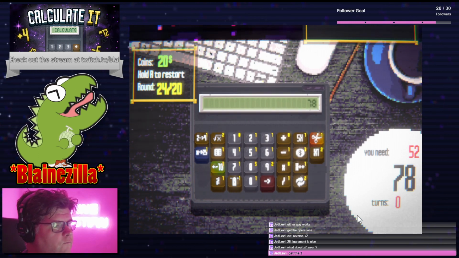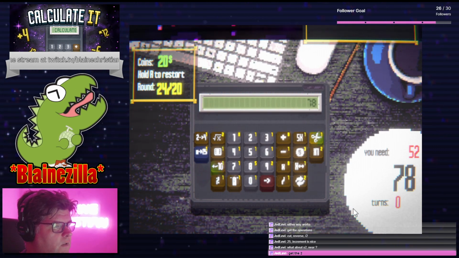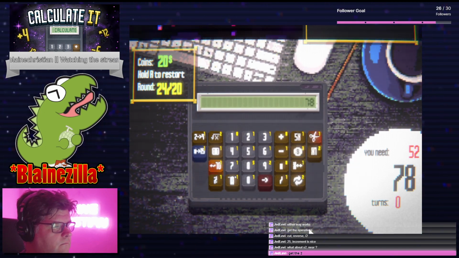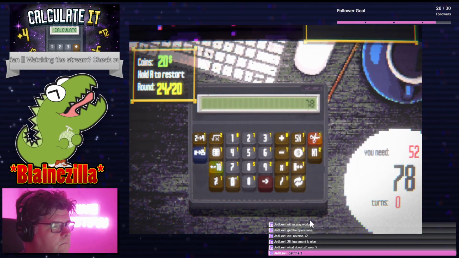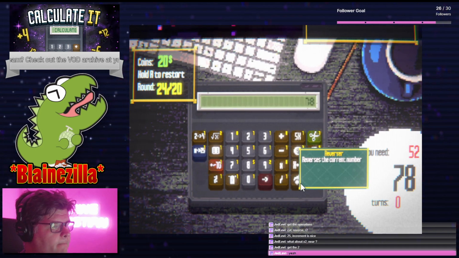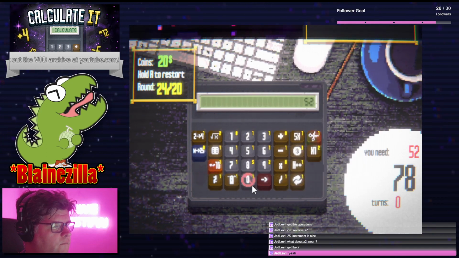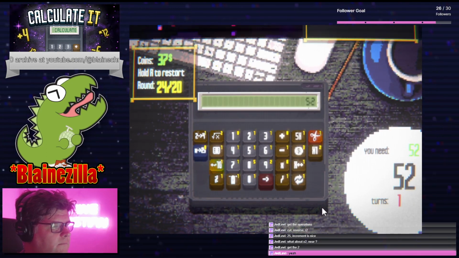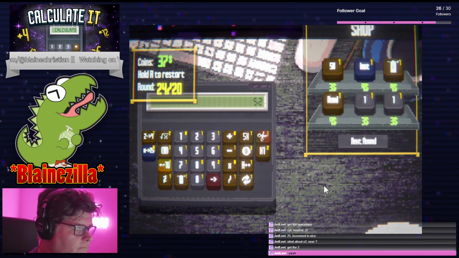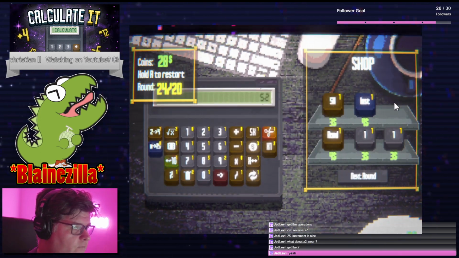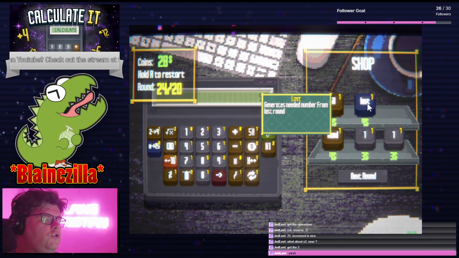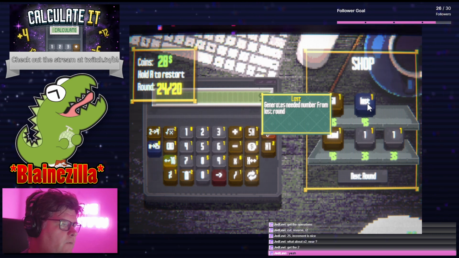78 to 52. 25 reverse. 25 reverse. 1, 2. 25 reverse, I think. Yep. 25 reverse. One shot. 37. All the operators take the battery. Last generates needed number from the last round. Okay.